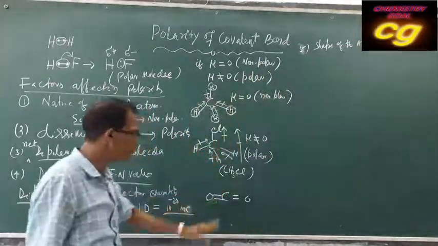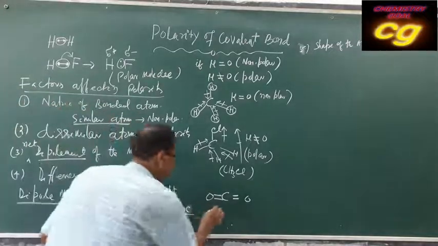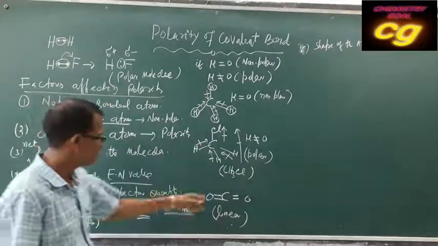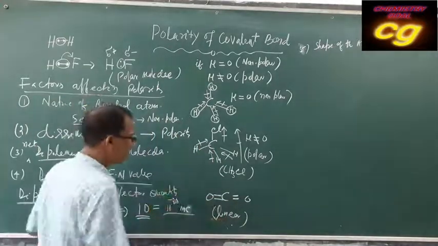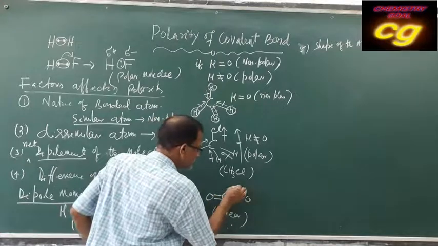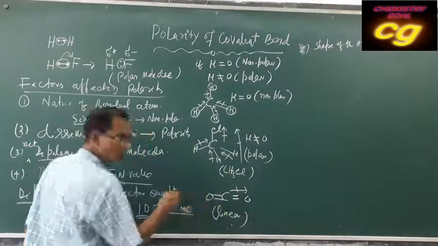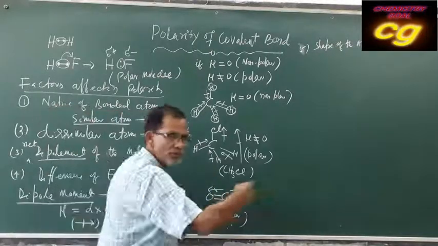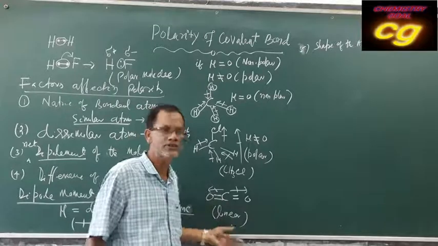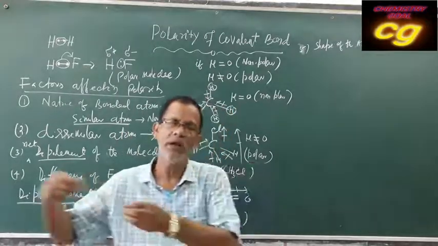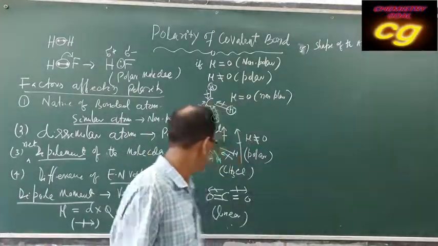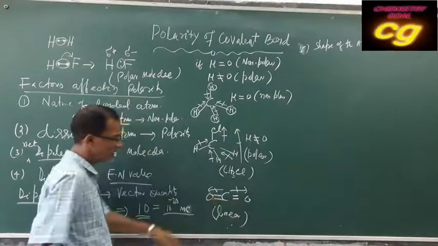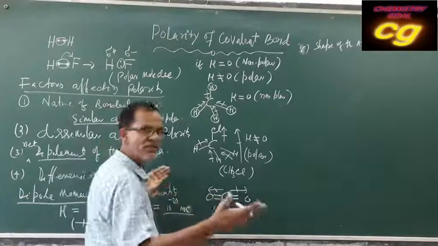For example, CO2, here the shape is linear. As a linear shape, one CO bond dipole moment will be towards oxygen and the other CO bond will also be towards oxygen. Both are in opposite directions because the shape is linear. Linear shape means one will be on the right side, the other on the left side. So these are two equal bonds in opposite directions.